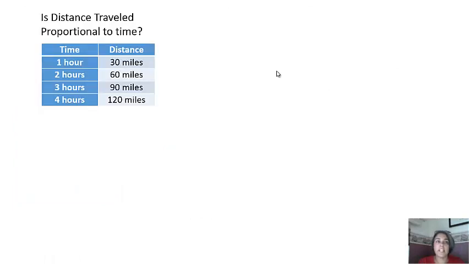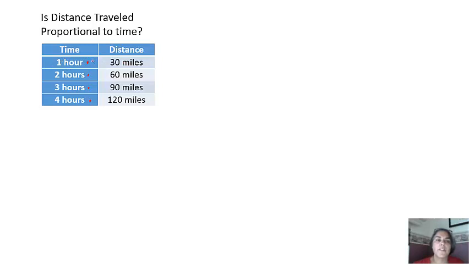Let's take a look at this example. Is distance traveled proportional to time? Well, hopefully you remember from last night. If I can find a constant value to multiply each of my times by to get the corresponding distance traveled, I have a proportional relationship. So we're trying to find a value here to multiply by every time.